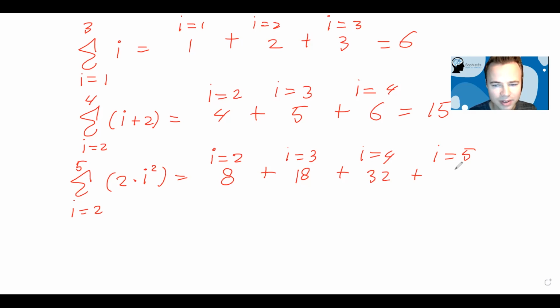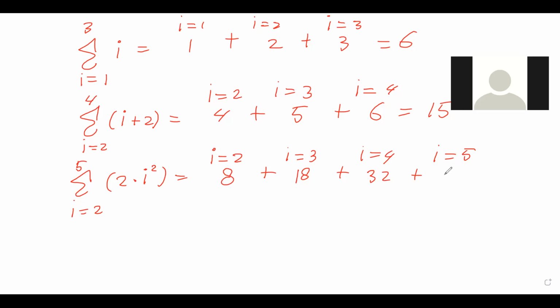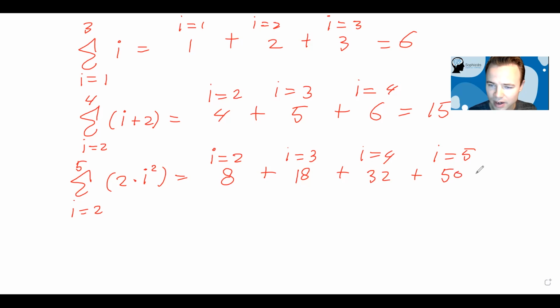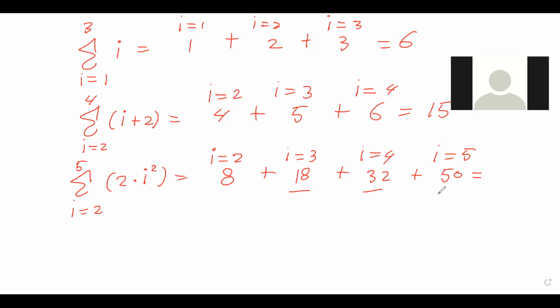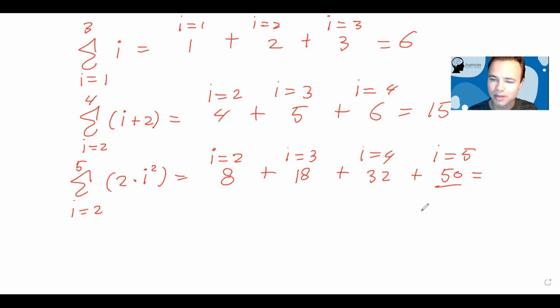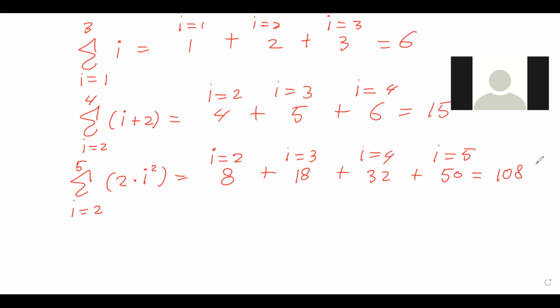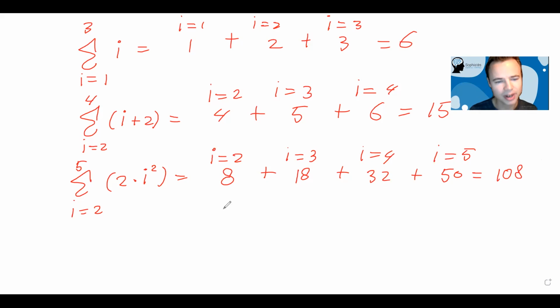And then this 5 one? 25 times 2 is 50. Yes, very good. All right, let's see if you can do some arithmetic. So 18 plus 32 is 50. 50. And 50 plus 50 is 100. Plus 8. 108. Very good. Thank you, Natalie. All right.